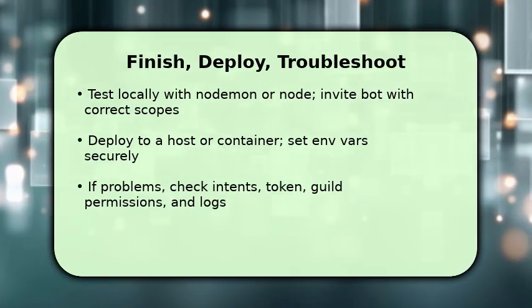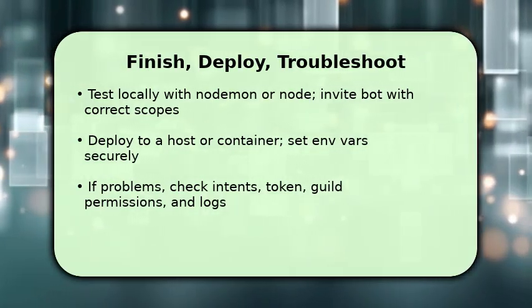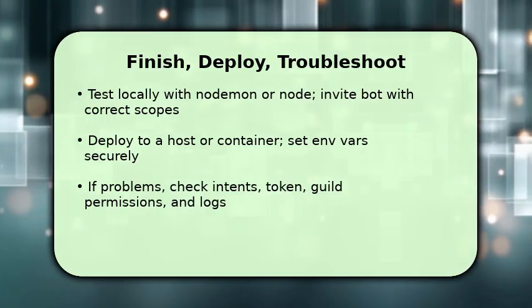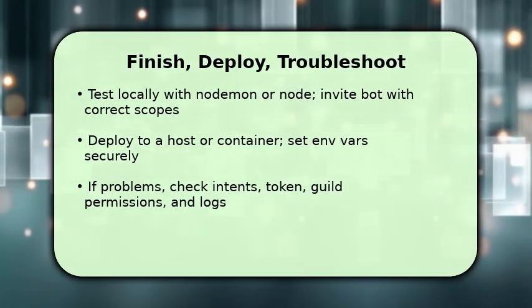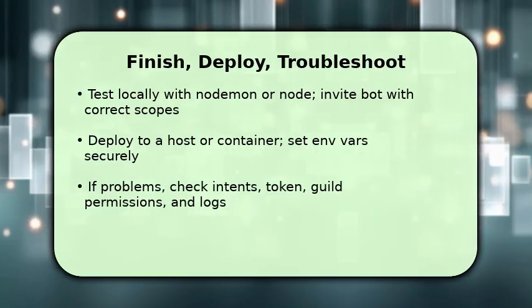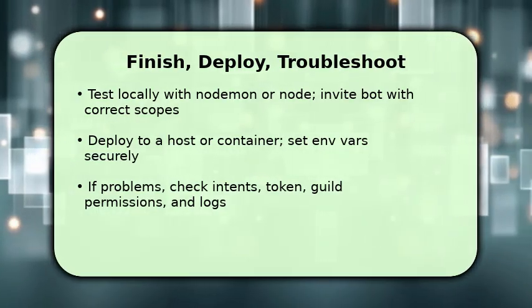If something goes wrong, inspect logs, verify intents and gateway options, confirm token validity, and check bot permissions in the guild. Often the fix is enabling an intent or correcting a missing OAuth scope.